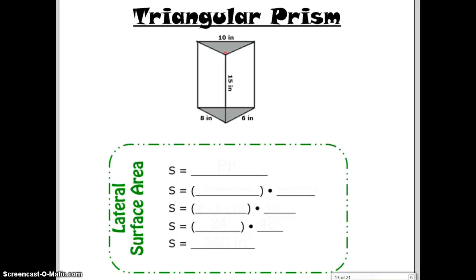Lateral surface area of a triangular prism, S = pH. P is the perimeter of your base, H is the height of the prism. For this triangle, we have 8 and 6, which are the base and height of our triangle, and we can see that up here at the top it shows us this is a right triangle, so we know that the 10 is actually the hypotenuse.